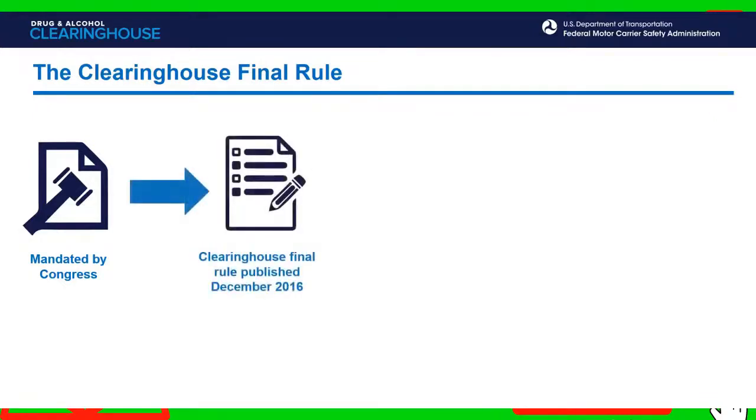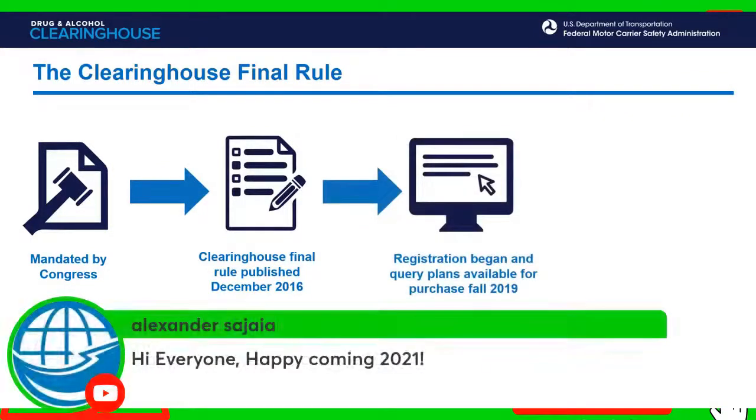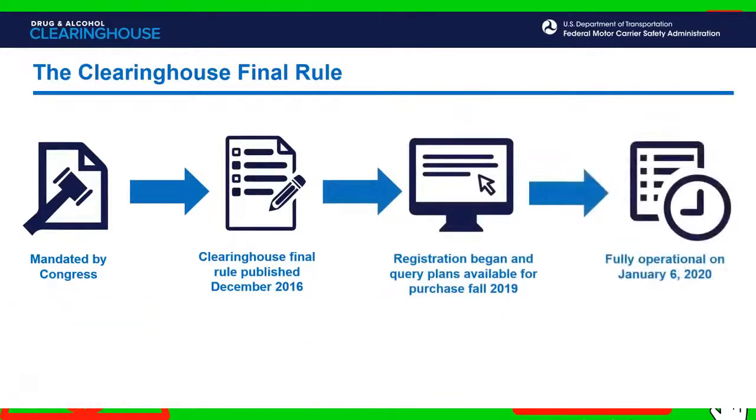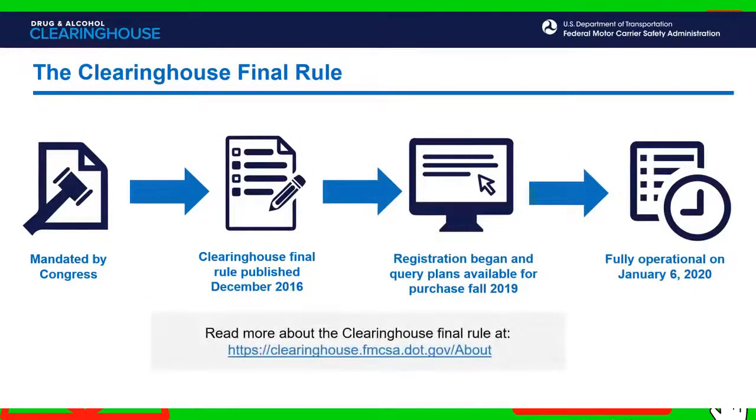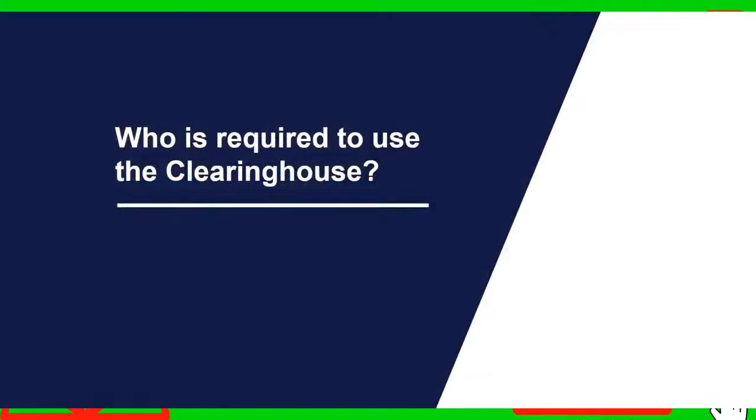FMCSA published the Clearinghouse Final Rule in December 2016, which established the Clearinghouse requirements and mandated that it be operational by January 6, 2020. To learn more about the Clearinghouse Final Rule, visit the link at the bottom of the screen. So who is required to use the Clearinghouse?